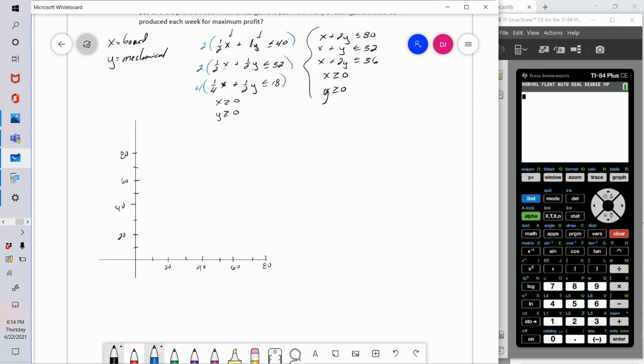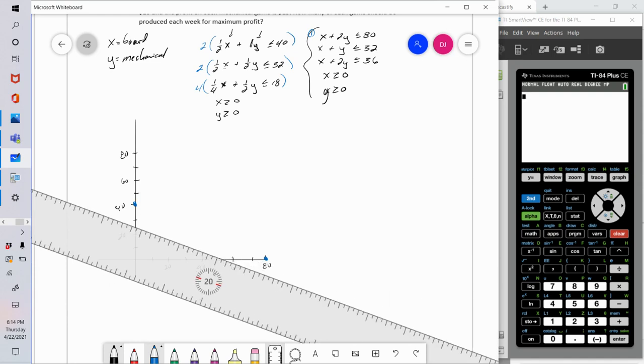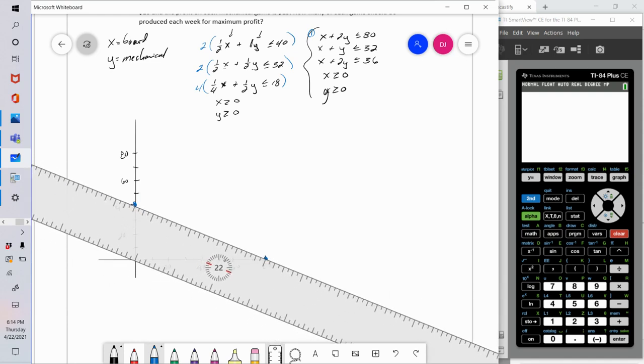So that first equation, I could label it equation number 1. I'm going to use blue. If x is 0, y is 40. And if y is 0, x is going to be 80. Here's the blue line.